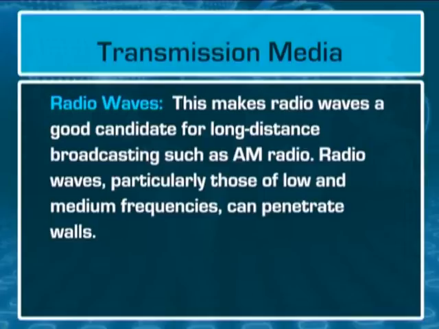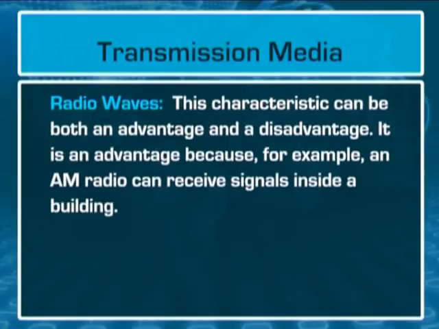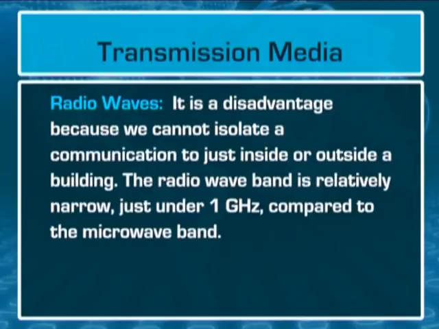Radio waves, particularly those of low and medium frequencies, can penetrate walls. This characteristic can be both an advantage and a disadvantage. It is an advantage because, for example, an AM radio can receive signals inside a building. It is a disadvantage because we cannot isolate a communication to just inside or outside a building. The radio wave band is relatively narrow, just under 1 GHz, compared to the microwave band.